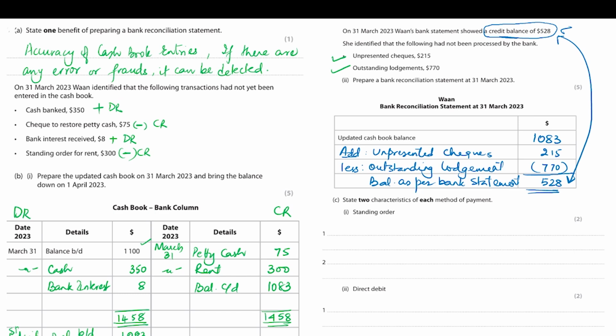Now the next question is, state two characteristics of each method of payment. Standing order. A standing order is an instruction given to the bank by the account holder to make a payment every month for any expense. So it is repeated, this payment is always repeated, or it is fixed in nature.